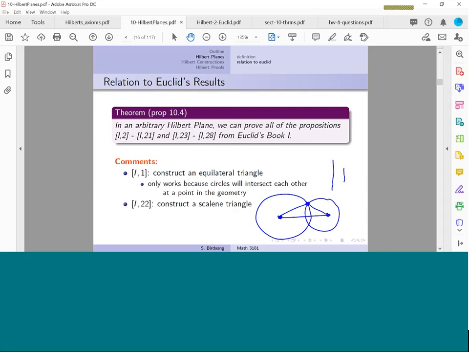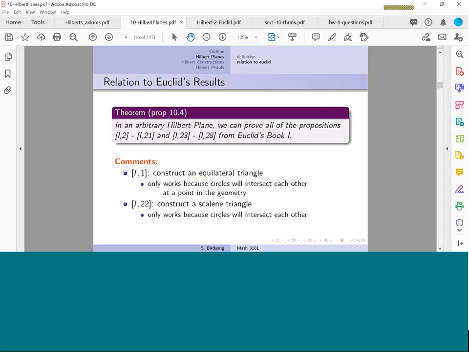Yep, it's the exact same reason as the last one. The whole reason this construction works is you are assuming that the circles will intersect. In an arbitrary Hilbert plane, there's no guarantee that those circles are going to intersect. Maybe they actually do in specific examples that you try and test, but they're not guaranteed to work in any old Hilbert plane with any old line segments.